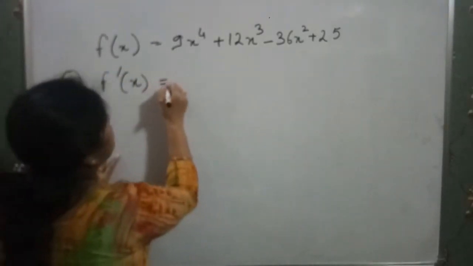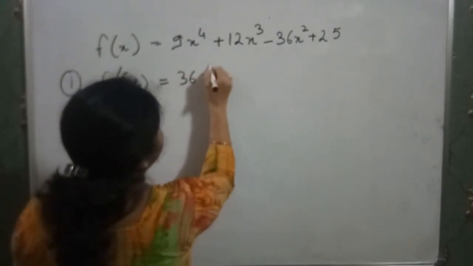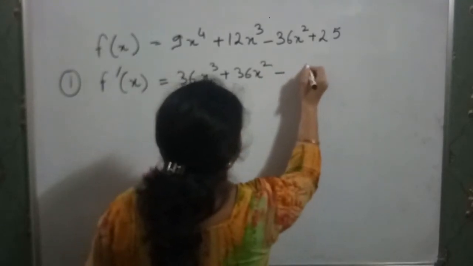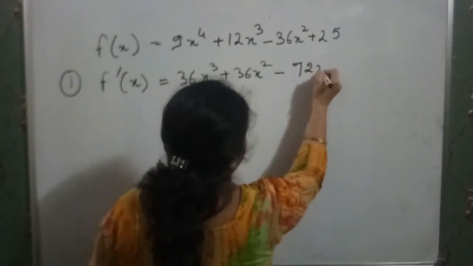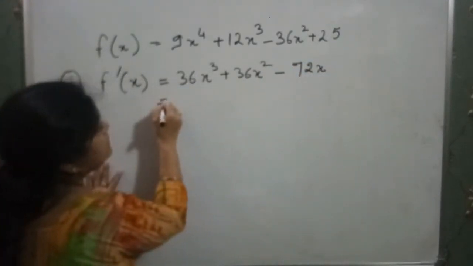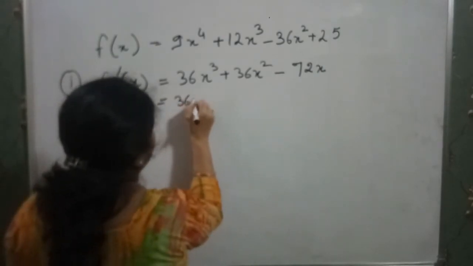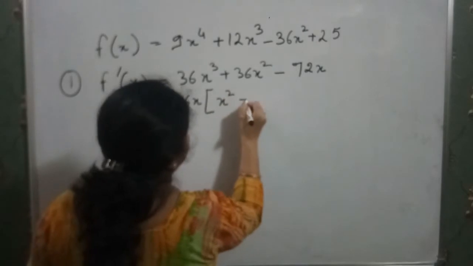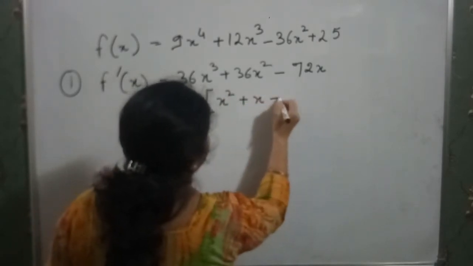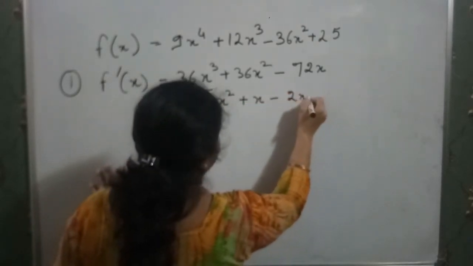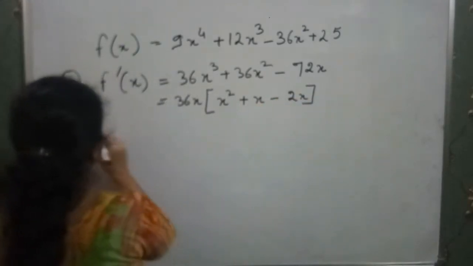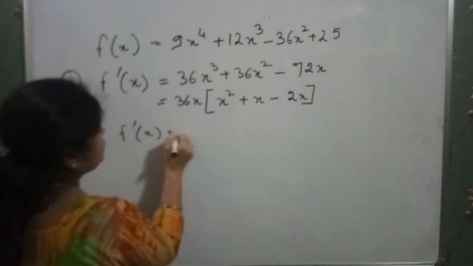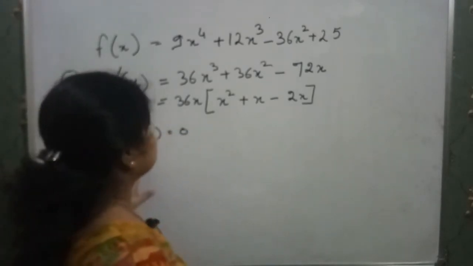So, we have got 36x cube plus 36x square minus 72x. Clear? Take 36x common, so we are left with x square plus x minus 2. Now the second step: put f dash x equal to 0. This is the second step.